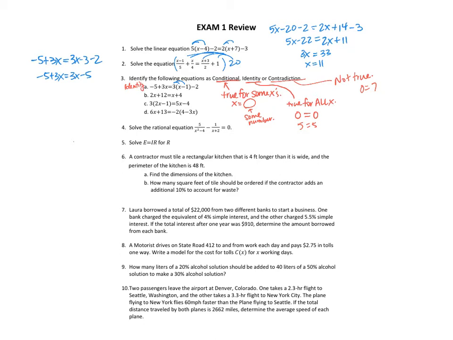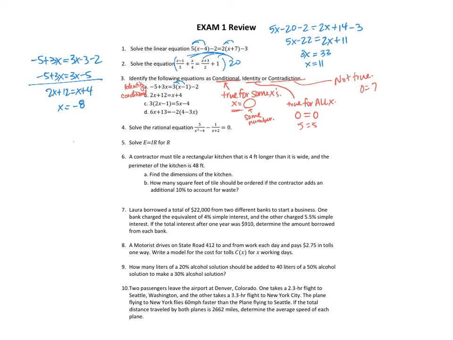Okay, and on part B, I can see that I have 2x plus 12 is equal to x plus 4. I can subtract the x over and subtract the 12 over, and I will get x is equal to 4 minus 12, which is negative 8. So that's true for only one value of x. So this is conditional, because I got x is equal to some number.